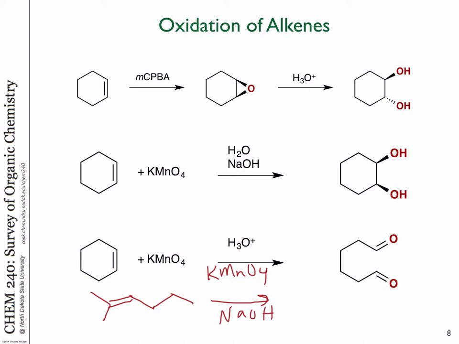What do you think would happen? Well, you'd add an OH group on either end of the double bond. So what we would get would be, how many carbons do I have? Okay. We'd add an OH group there and an OH group there.